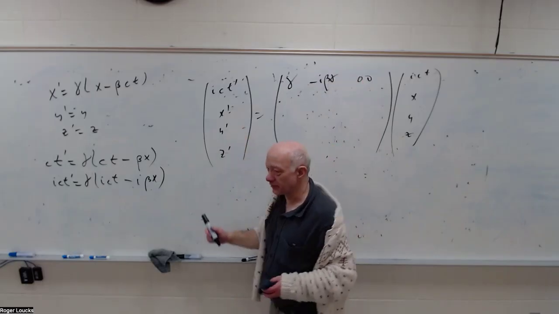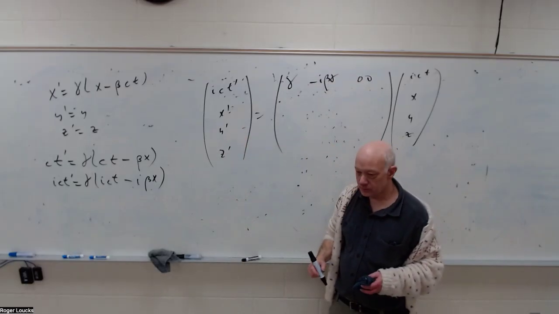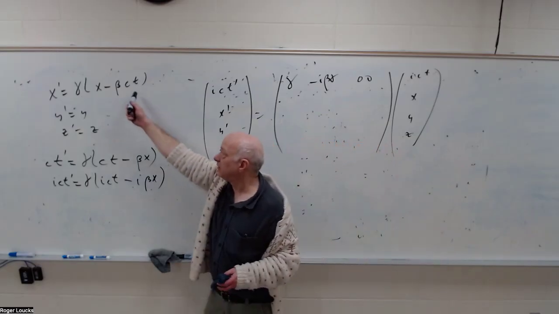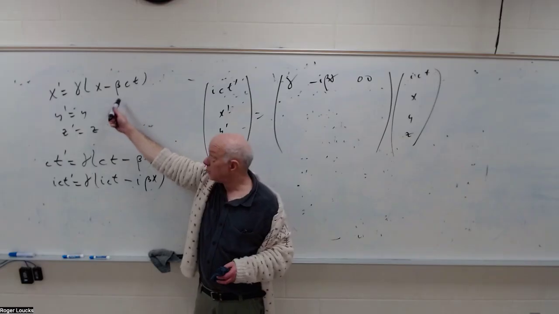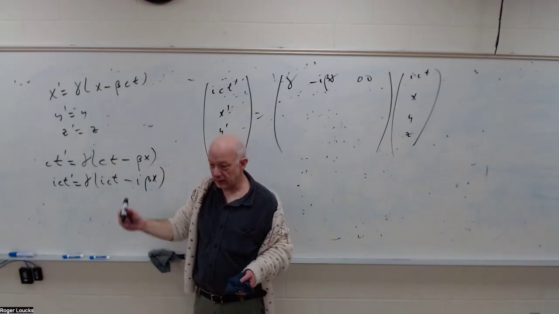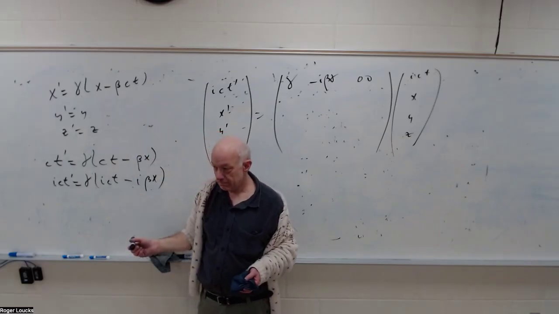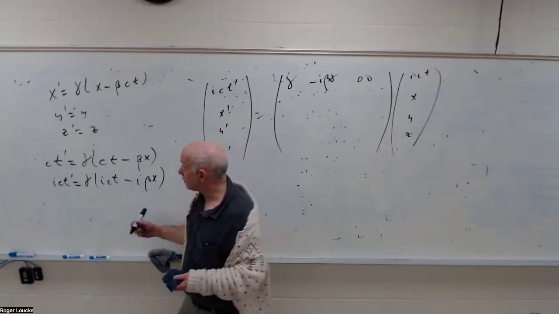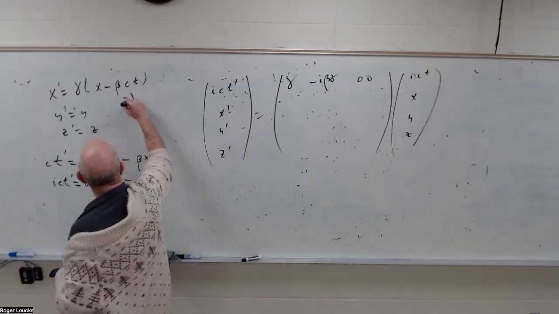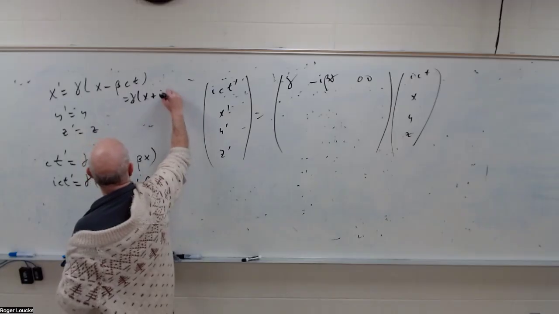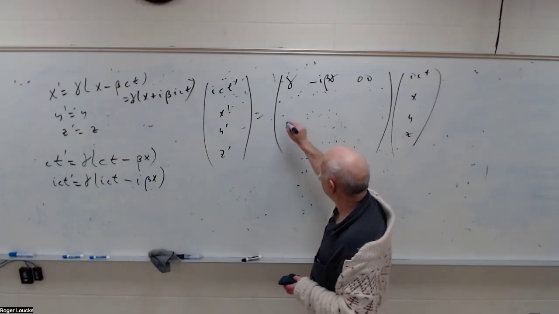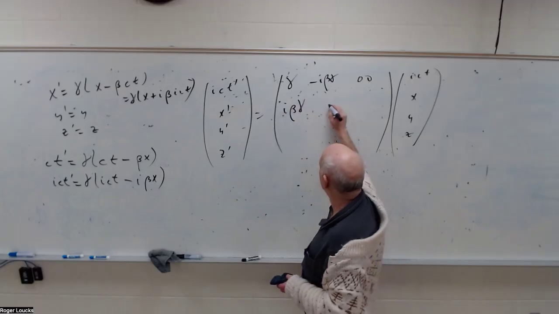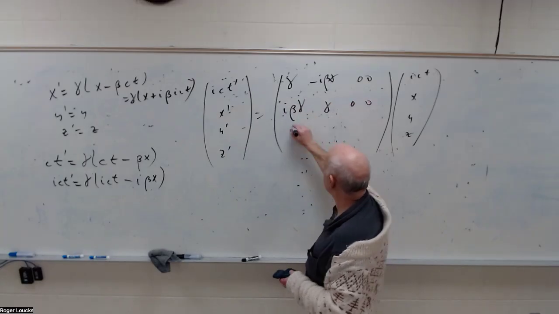Now this one we have to modify. What do we have to do with this guy? I don't want CT here, I want ICT. So what do you know about that minus sign? I can write that as I squared. So I'm going to rewrite this guy here as gamma X plus I beta ICT. And so this becomes I beta gamma. Gamma 0, 0, and then everything else is the same.